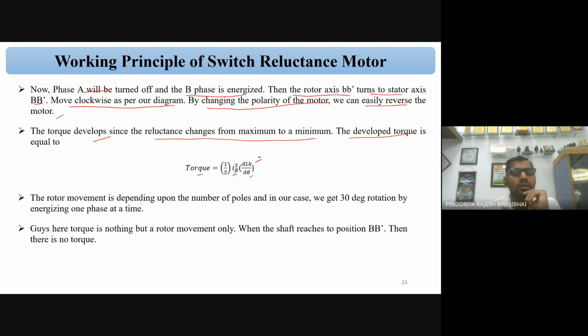The rotor movement depends upon the number of poles. In our case, we get a 30-degree rotation by energizing one phase at a time. So that 30 degrees is not fixed. Suppose you want to operate at 20 degrees or 25 degrees, that is up to you because you design the control algorithm. So 30 degrees is not standardized, it is not a thumb rule, it depends on you.